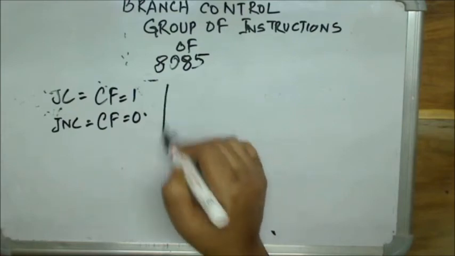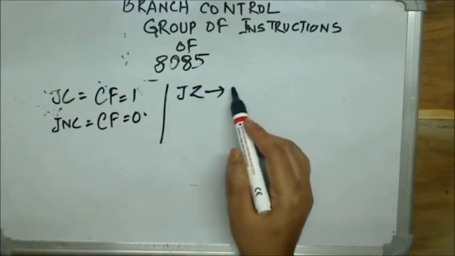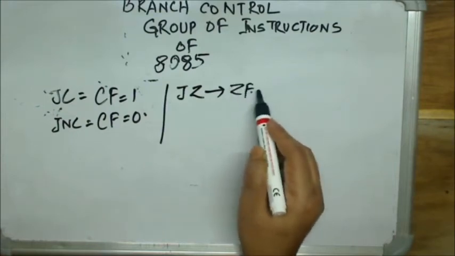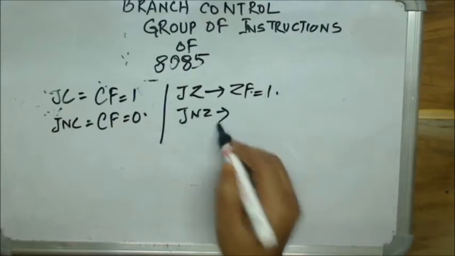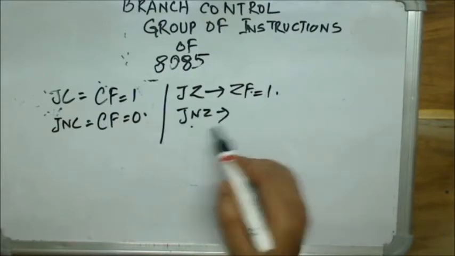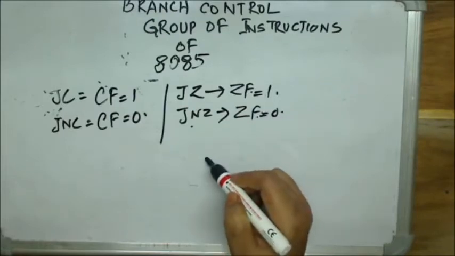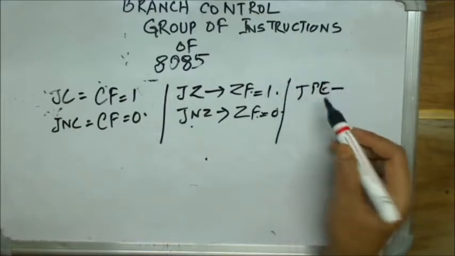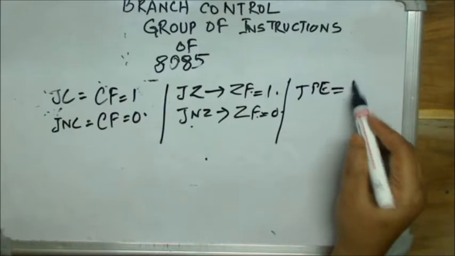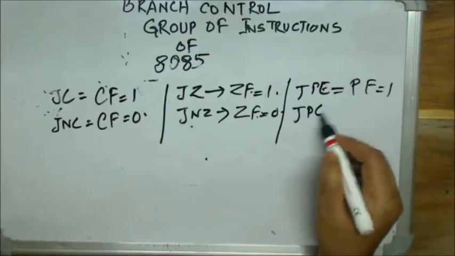Then jump if zero: it will check the zero flag. If the zero flag is 1, then only it will take a jump. JNZ, that is jump if not zero, means that if the zero flag is 0, then only it will take a jump. Fine. Then JPE, jump if parity even: that is, if the parity flag is 1, then only it will take a jump. Jump if parity odd.